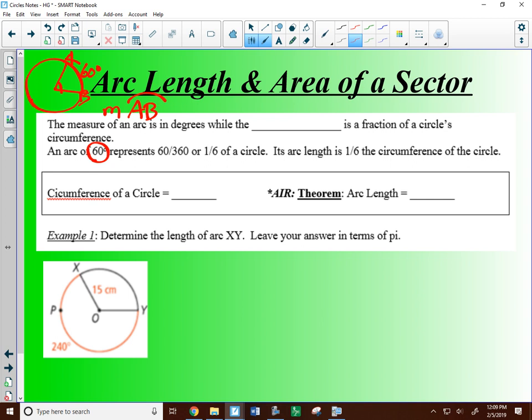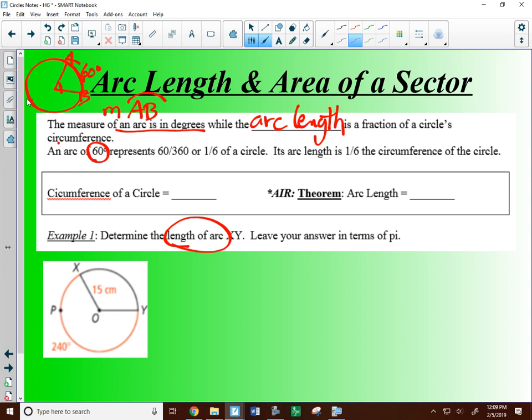But they could also say find the length of an arc, or just arc length. The concept is just a length, like perimeter is a length around the circle. Arc length is also a length. Since an arc is just part of a circle, arc length is simply part of the circumference. So the measure of an arc is in degrees, that's what this 60 degrees was, while the arc length is a fraction of a circle's circumference.